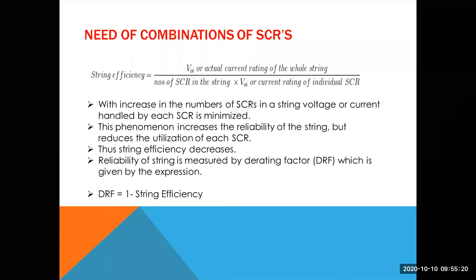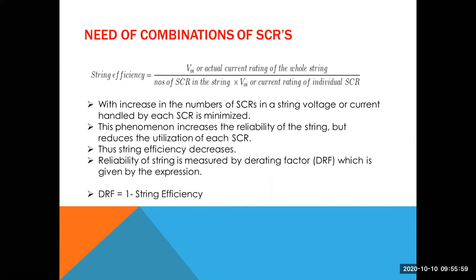What about the reliability of the string? The reliability of the entire string, not the device, can be measured with a separate parameter called the derating factor. If you see the formula, the derating factor, DRF, is nothing but 1 minus string efficiency.